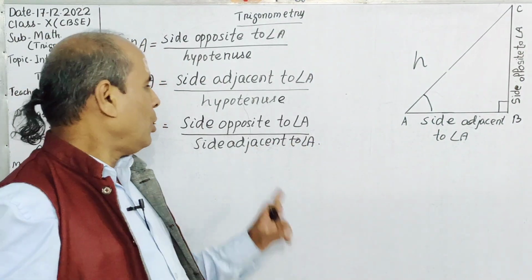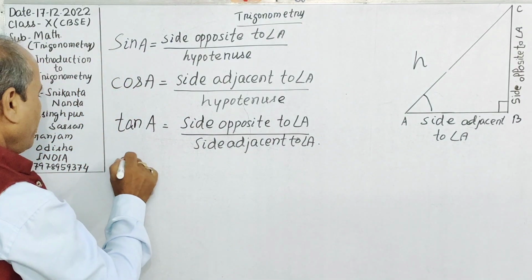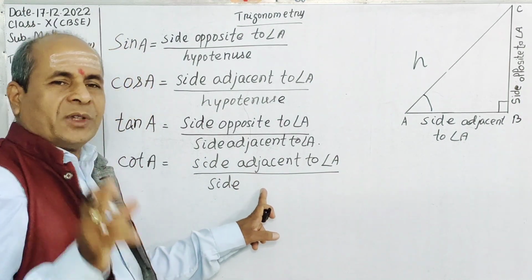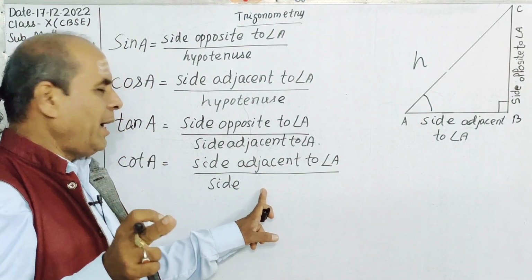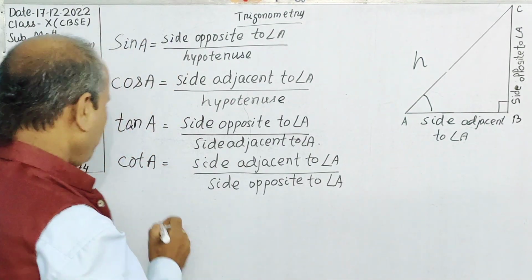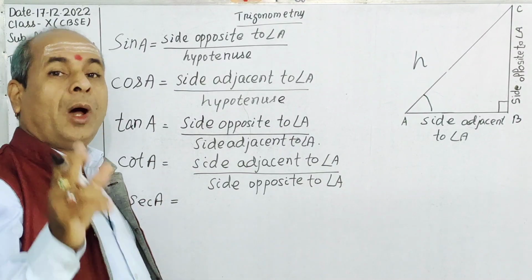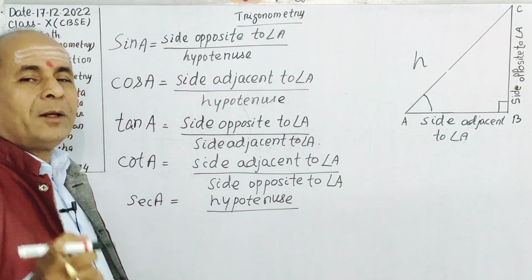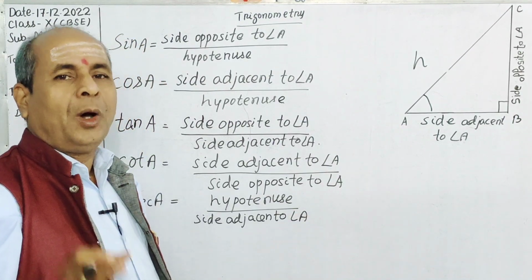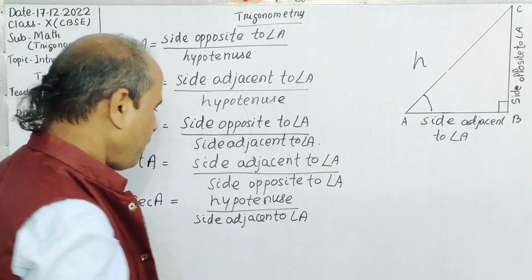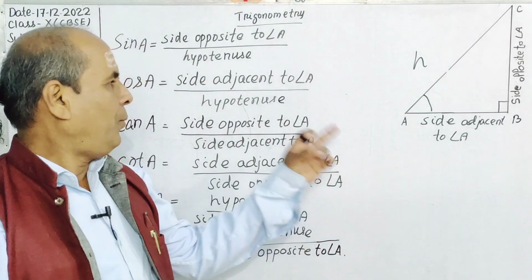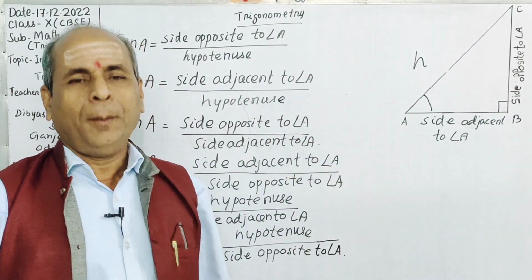Similarly, we can tell cot A. Cot A is the reciprocal of tan A, that is, the side adjacent to angle A divided by the side opposite to angle A. Now we will see sec A. Sec A is equal to hypotenuse divided by the side adjacent to angle A. And cosec A is equal to hypotenuse divided by the side opposite to angle A. These are the 6 different ratios of acute angle A in a right angle triangle ABC.